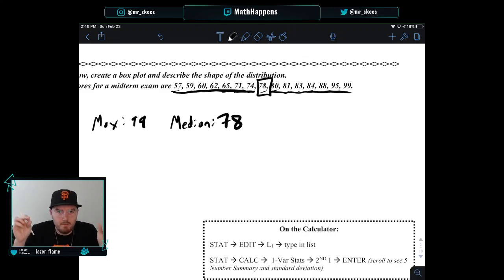Not literally the middle number between 99 and 57. That's not what I'm looking for. I'm looking for, of the numbers given to us, what is the middle number? Okay.